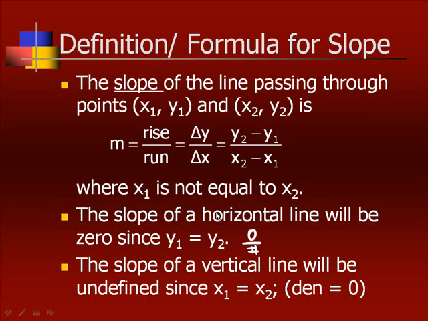Now, the slope of a horizontal line will always be 0, okay? y1 is equal to y2, so that gives us 0 over a number, which is 0. For a vertical line, the x values are the same, so x2 minus x1 is 0, and in that case we would get a number over 0, which you can't do. It's not a real number, so we say that that slope is undefined.